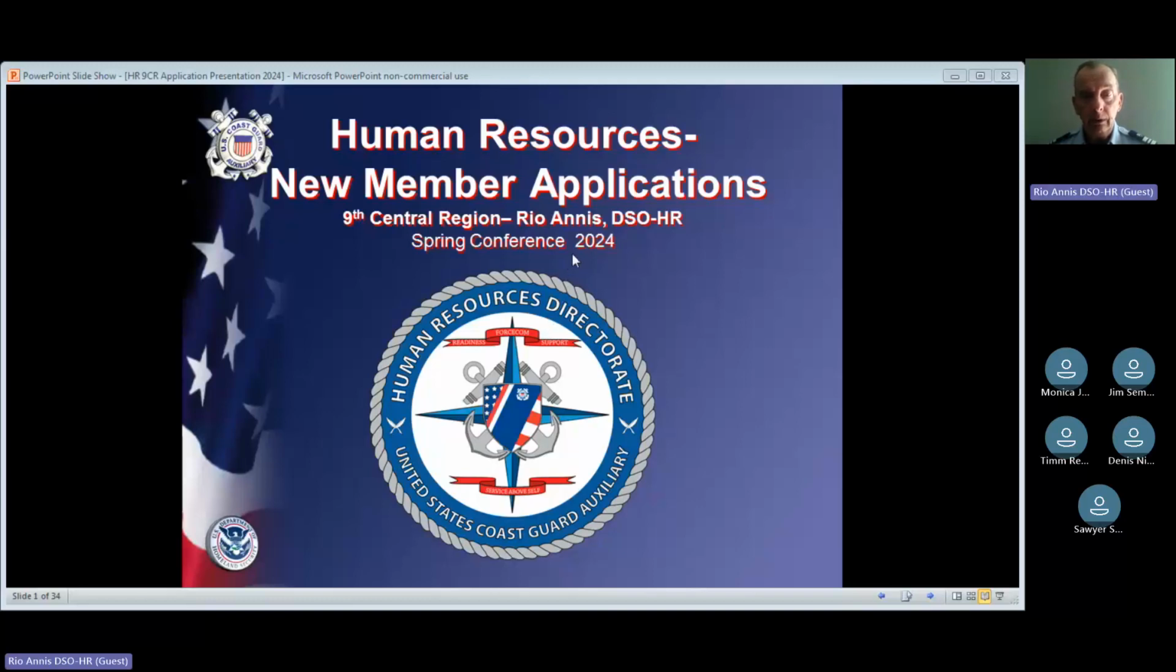But if it's something that needs to go back to the flotilla commander, I hate to do that, because it does involve a few more days to go through that process. So that's kind of the reason for the training session: to make sure everybody understands what they need to do, so we can eliminate some of these errors.